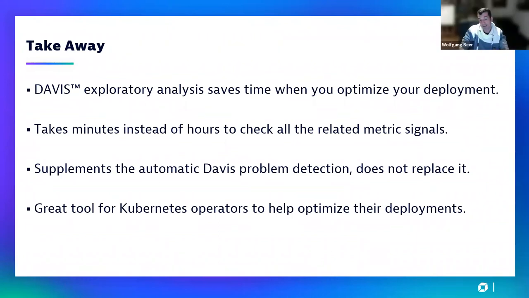Yeah, so my points to take away for the audience is that our newly introduced Davis Exploratory Analyzers save you a tremendous lot of time when you are optimizing your deployments, your systems and your services, and you don't want to manually dig through all the signals that Dynatrace collects in real time. By just one click, you save a lot of time. So it takes minutes instead of hours to check all the topologically relevant and causally relevant metric signals. And also it supplements, and that's important to note, the automatic Davis problem detection and analysis. It does not replace it.